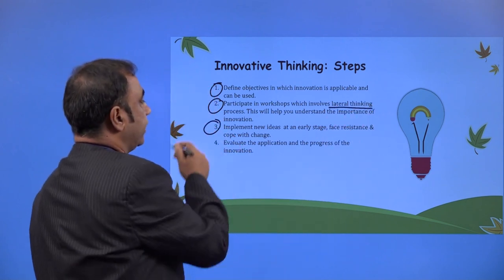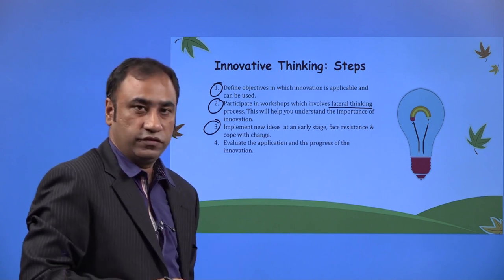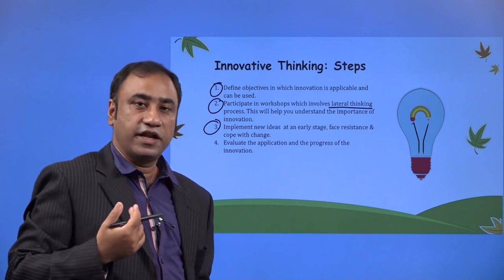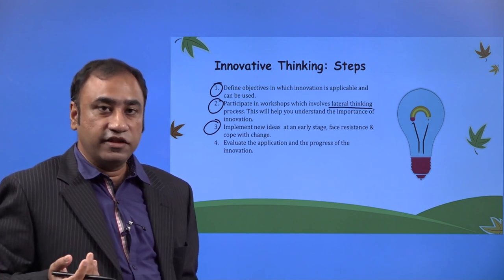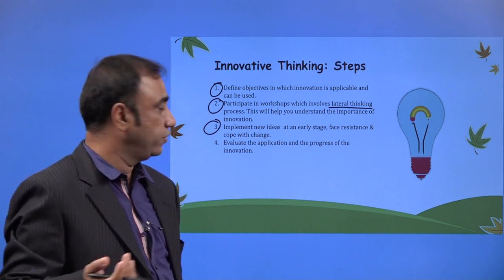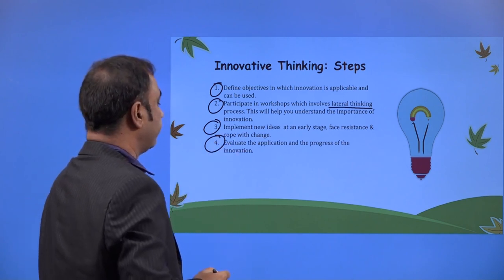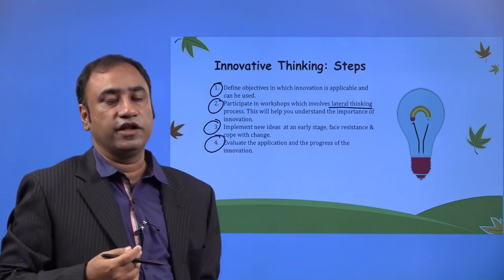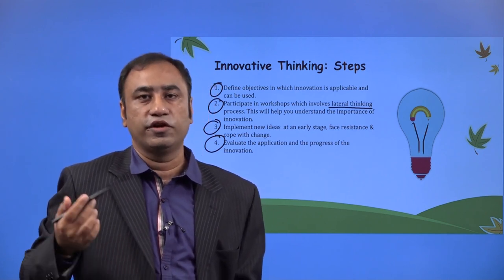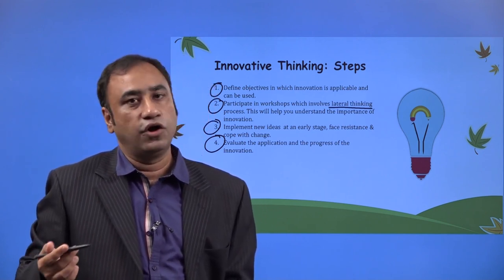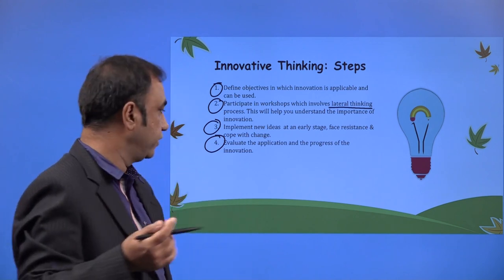Implement new ideas at an early stage, face resistance, and cope with change. So start implementing the new ideas at this stage itself, and then see what outcome comes out of this particular idea. Evaluate the application and the progress of the innovation. Once you implement a particular idea, only then will you know the outcome of that idea in the market or wherever the product is being used, and then you can innovate further.